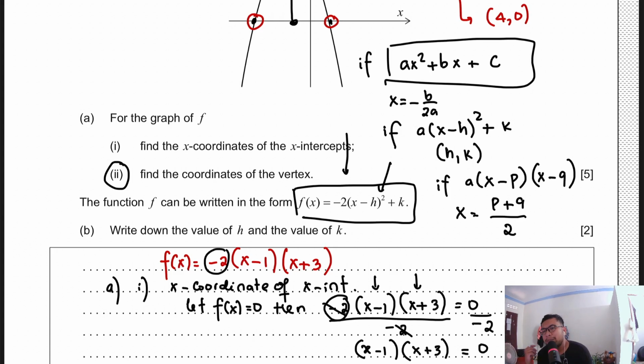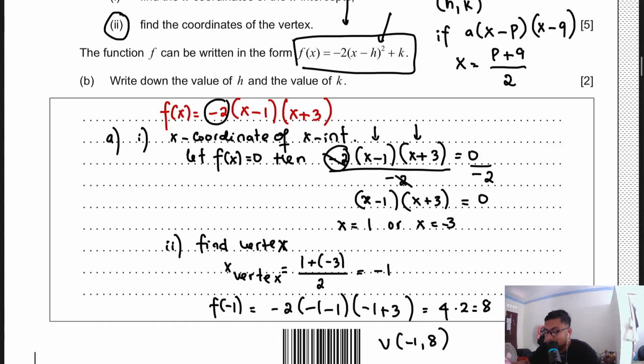You might be wondering why I'm only mentioning the x of the vertex. Actually, we can find the y of the vertex by just plugging it into the function, and that's all. The stressful part is finding the x of the vertex. After you found that, you're cooked. You understand?